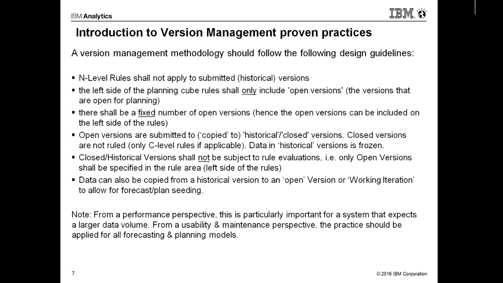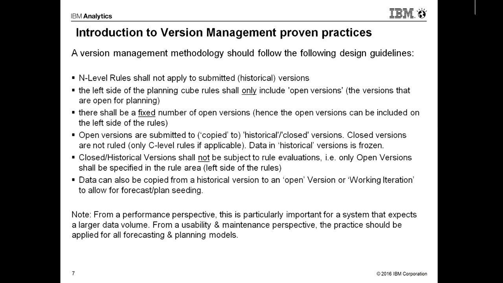That means the left side of the planning cube rules shall only include, I call them here, open versions. Those are the versions that may or may not be open for planning at any given time. So the left side of the leaf level cube rules should not include versions that are historical, that are submitted versions.